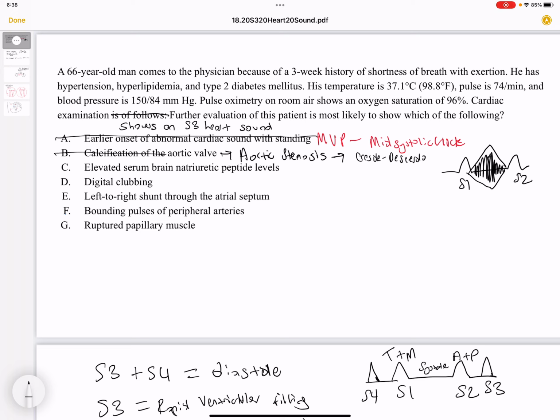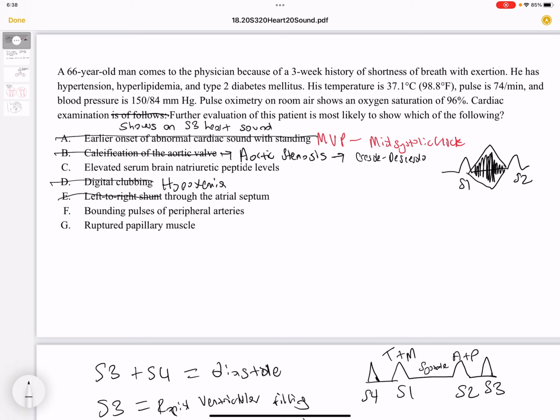No, it's not going to be answer choice B. Let's move on to answer choice D, digital clubbing. That's also not the answer because that happens with hypoxemia due to most often a respiratory problem like lung cancer. It can happen with cystic fibrosis. But because our patient has an S3 heart sound, we're thinking the cause is more cardiovascular related, so we can rule that answer choice out.